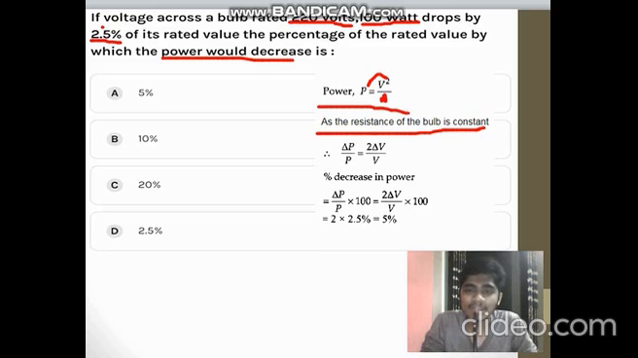When you multiply both sides by 100, you'll get percentage error on both sides. They have asked how much the power decreases, so the term they require is ΔP/P × 100, which equals 2 ΔV/V × 100. The value they have given, 2.5, is already in percentage, so you need not convert it or multiply by 100. You can just substitute it: 2 × 2.5% = 5%. So this will be the answer.